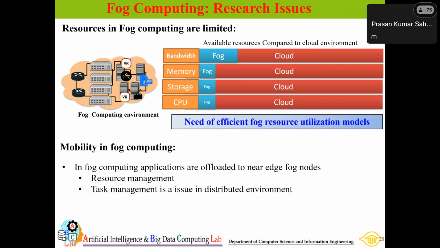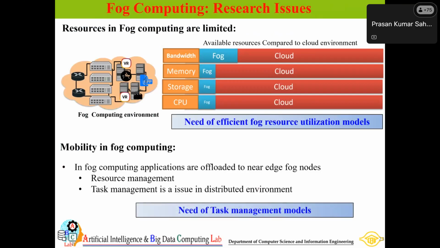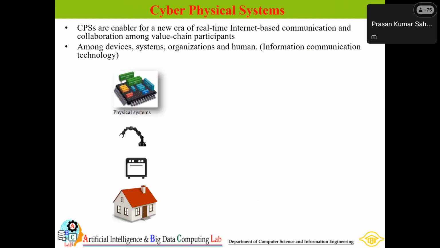And for the mobility in fog computing, applications are uploaded to near edge fog nodes, so resource management and task management are also an issue in this distributed environment. So we can say the important research issues in fog computing are the resource utilization, to design resource utilization models, or to design the task management models.